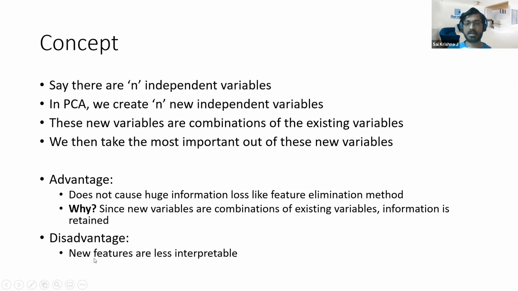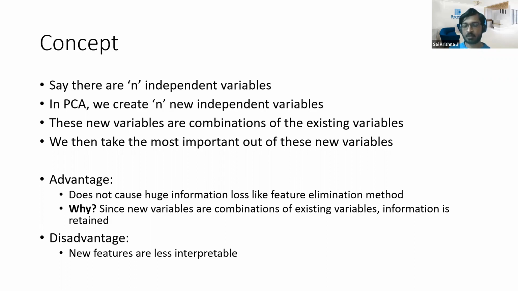New features are less interpretable. So what do I mean by that? Let's say you have variables like income, age, and so on, right? If you look at those variables in isolation, you look at income in isolation, you look at age in isolation, you can understand the meaning of those variables, right? But when you make linear combinations out of income and age, the column you get as a result, you cannot explain or interpret.